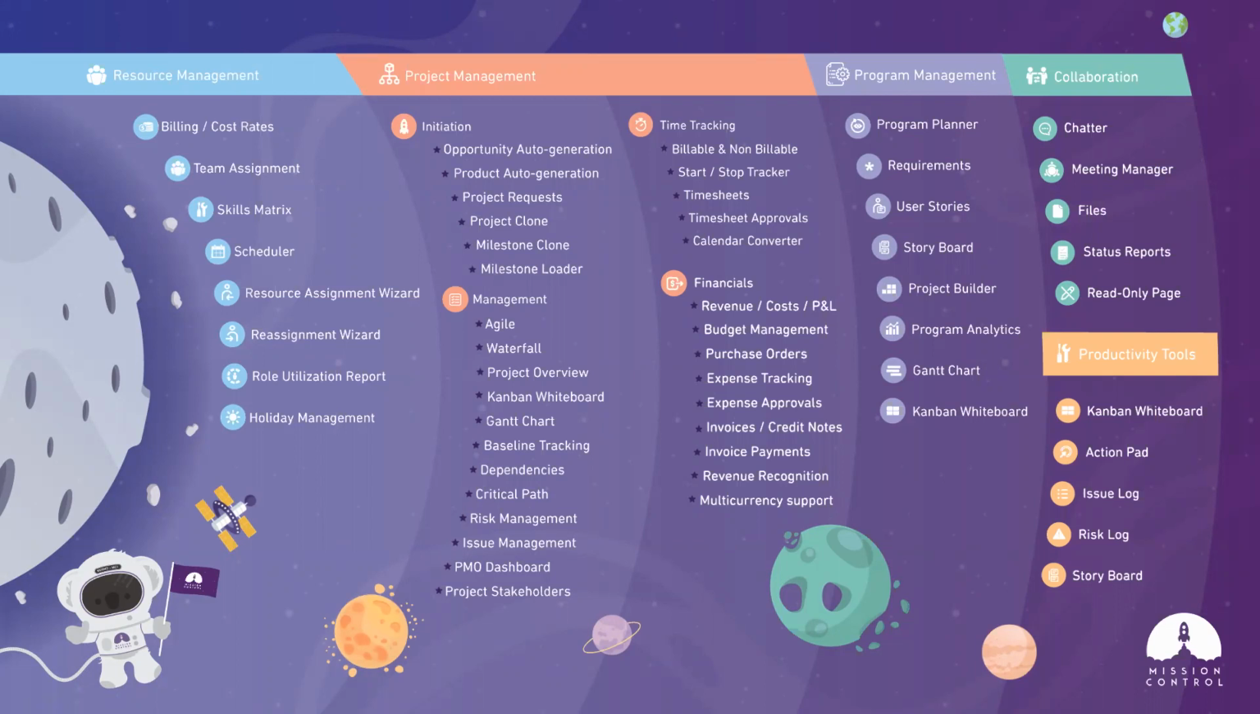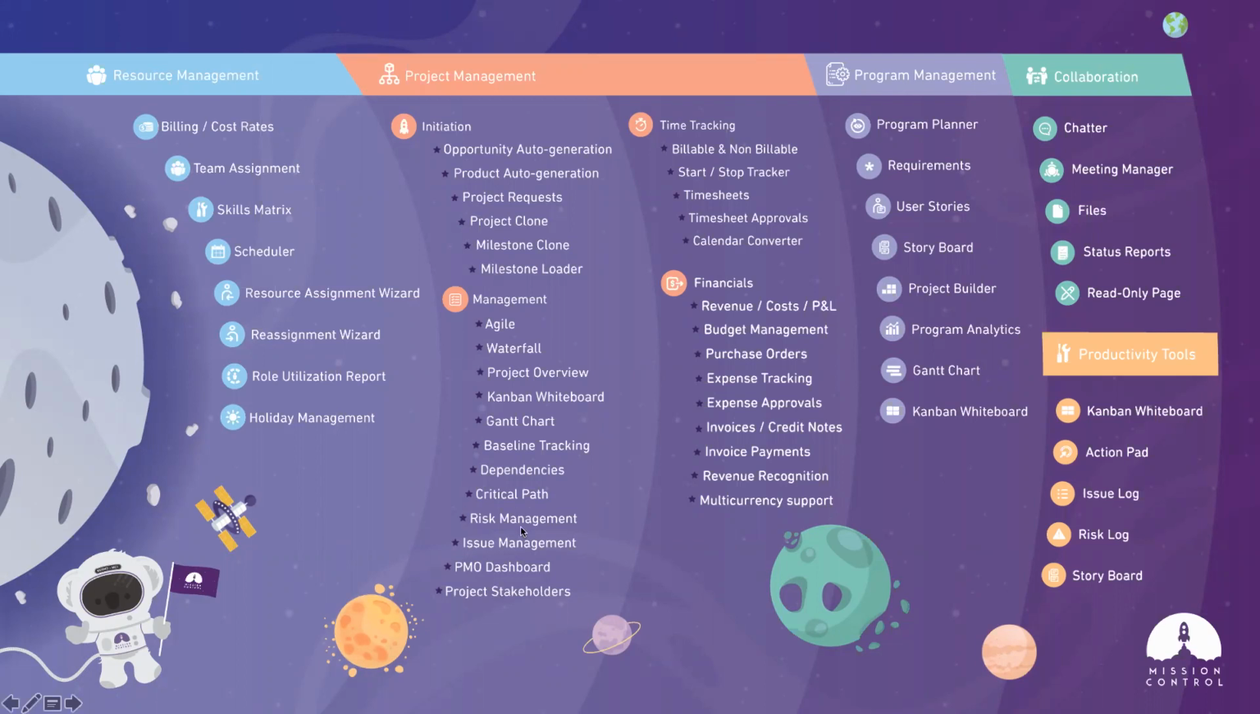Other things that we'll be taking a look at, moving down over here around project management, is specifically going to be the creation from a closed-won opportunity. For management, we can handle both agile and waterfall methodology, and we'll be taking a look at our whiteboard as well as our Gantt chart within the system. Within that Gantt chart, you also have the ability to track any type of baseline, track dependencies, and identify critical paths.